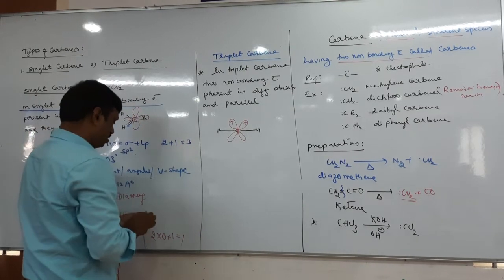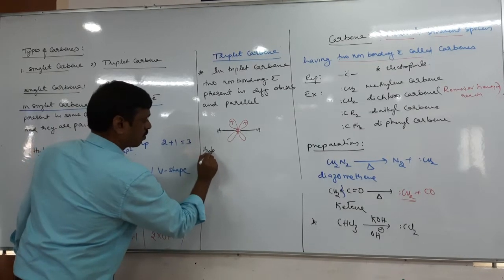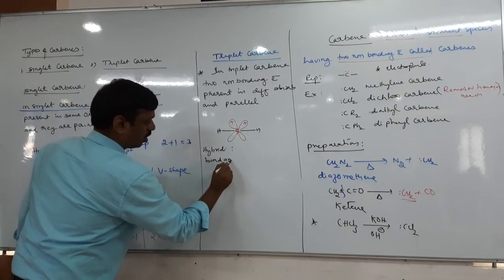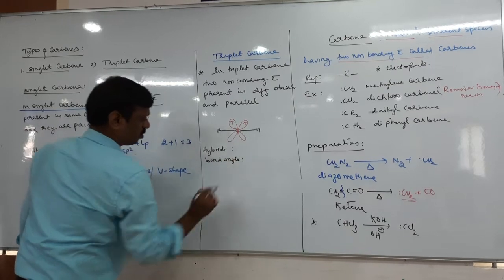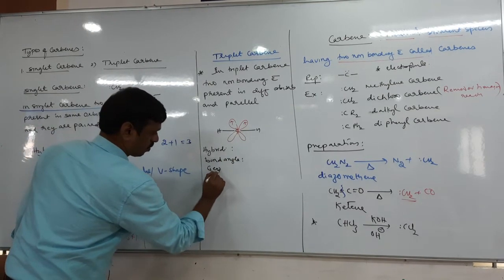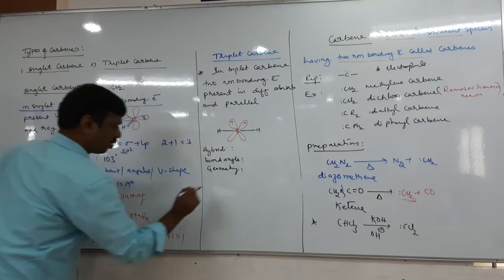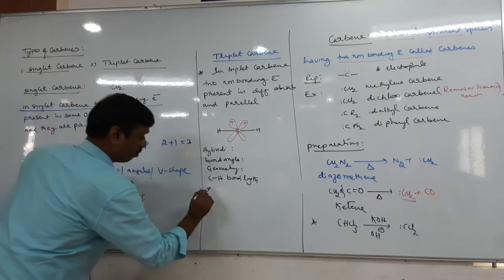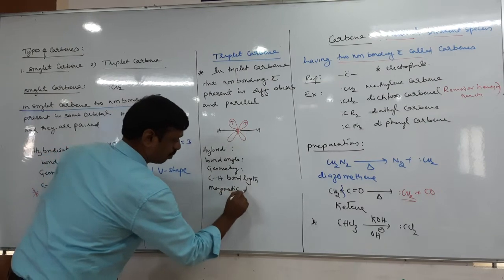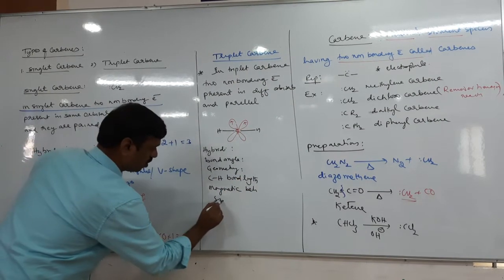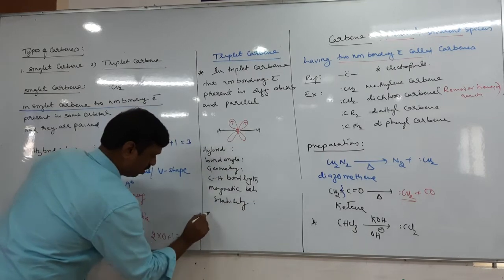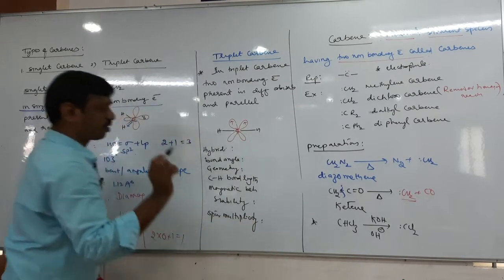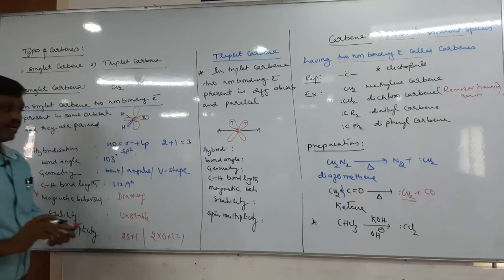Then now let's see what is the first, hybridization. 2, bond angle, 3, geometry, 4, CH bond length, 5, magnetic behavior, important, 5, stability, then spin multiplicity. Okay. Now tell me, what is the hybridization?